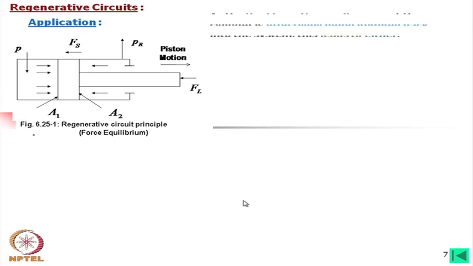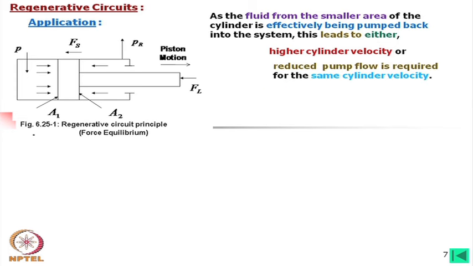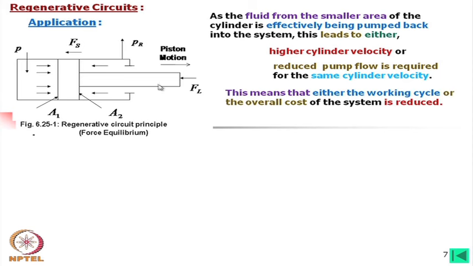Now, we will look into the applications. As the fluid from the smaller area of the cylinder is effectively being pumped back into the system, this leads to either higher cylinder velocity or reduced pump flow required for the same cylinder velocity. Now, here I would say that instead of cylinder velocity, we can write the piston velocity. Anyway, this means that either the working cycle time or the overall cost of the system is reduced.